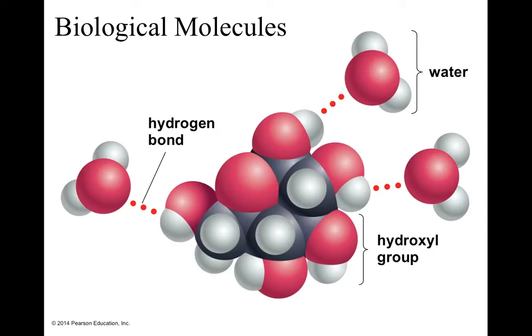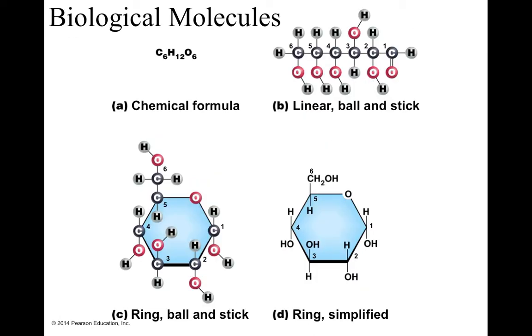This is a space-filling model, but you're generally going to see it depicted here in a simplified ring version where you're just going to see a hexamer. Sometimes other sugars are going to be pentamers, but glucose is a hexamer, which means it has 6 sides. There's multiple ways to depict these different molecules. For example, all of these depict the molecule glucose. I'm not going to ask you to memorize this, but just to demonstrate the fact that we have multiple ways of showing the same thing.